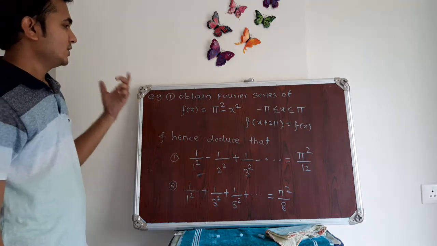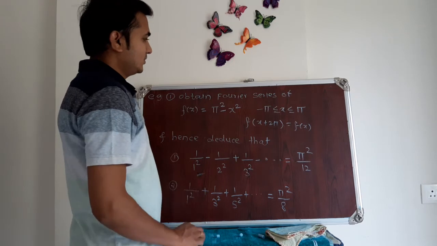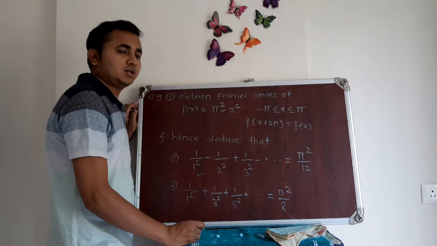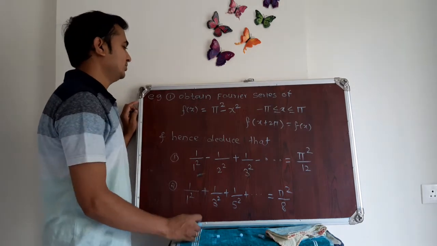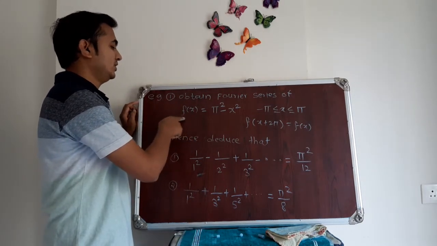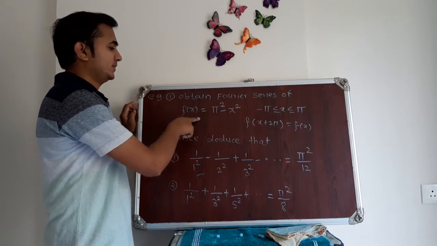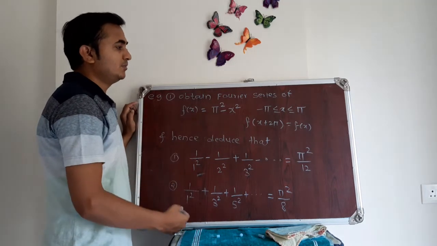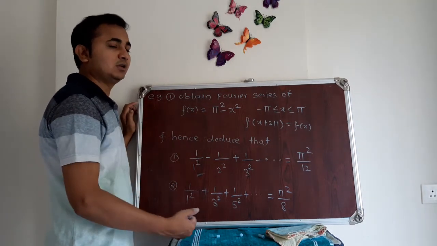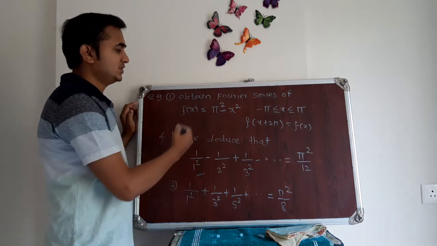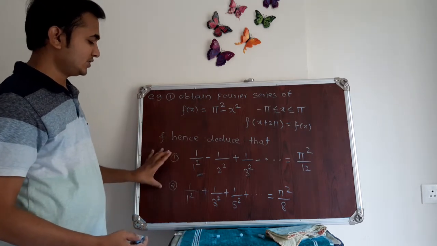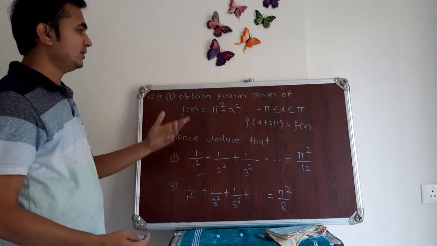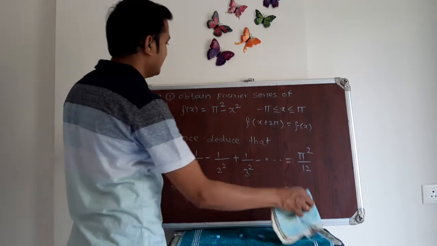Fine. Now, first of all, let us look at this interval. It is minus pi to pi. So we need to check the nature of this function. If you see, f of minus x is f of x. So f of x is an even function. That means bn is 0. You don't have to calculate bn actually because it is 0. All right. Let us think of these deductions later. Let us first of all find out its Fourier series.